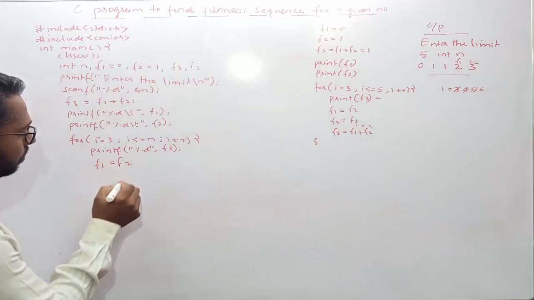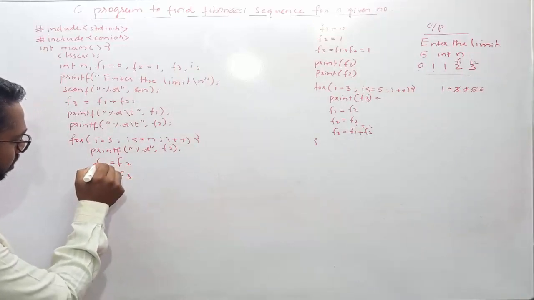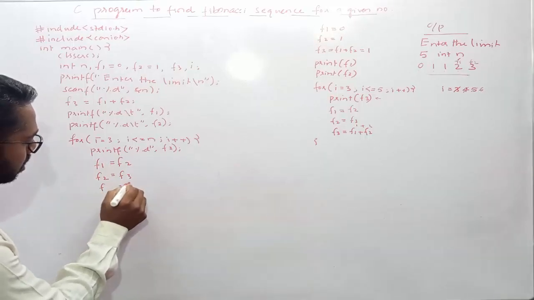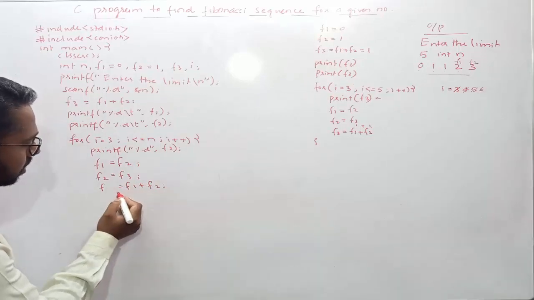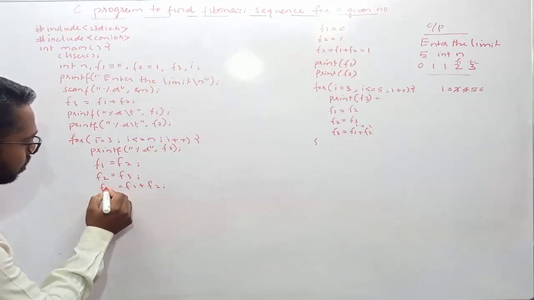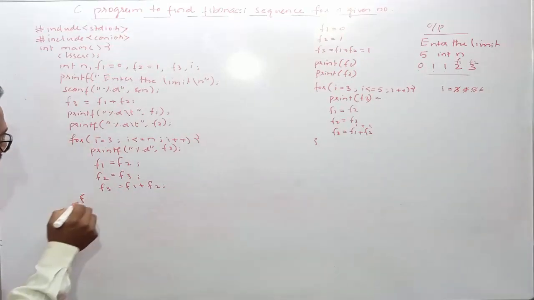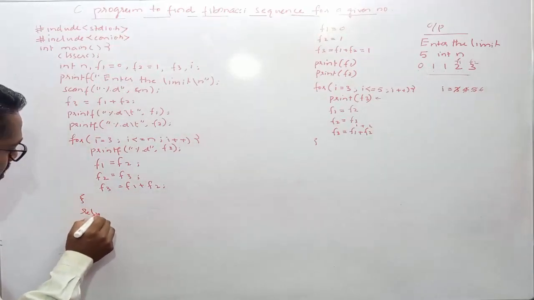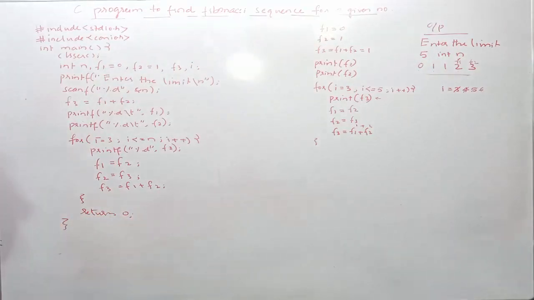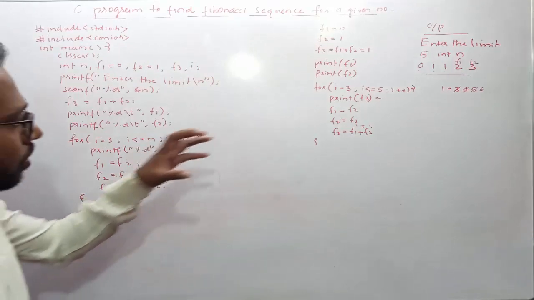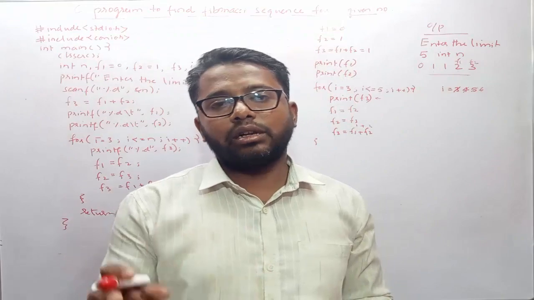F2 value I pass to F1, and then F3 value I will pass to F2 to calculate new F1 and F2, and I will pass this addition of F1 and F2 to F3. I will close the bracket and then return 0, bracket close. Okay. So this is how, with the help of this logic, you can write a C program to generate Fibonacci numbers within a limit.